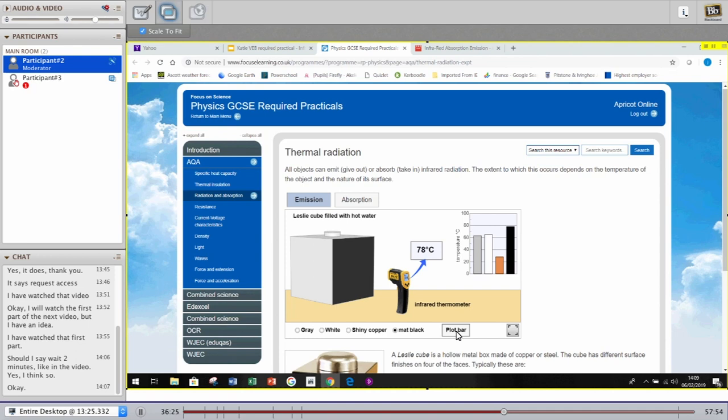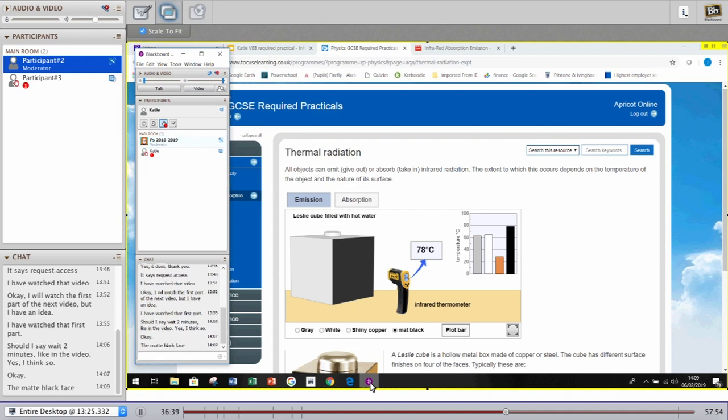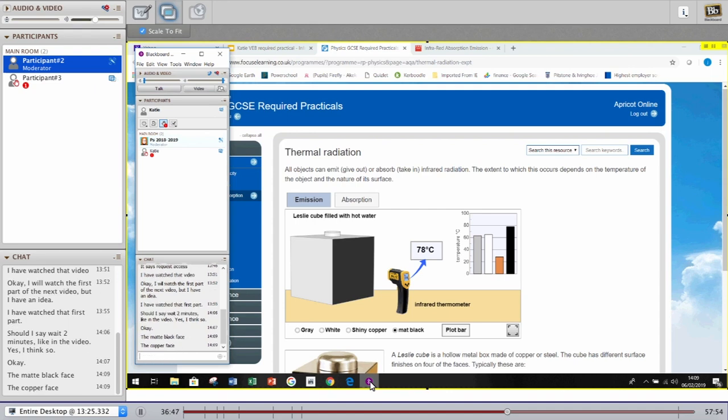Okay, good. So looking at those results then, Katie, which one is the best emitter of infrared radiation? Okay, good. Which is the worst? The shiny copper one. Okay. So what colour would be the most effective if we wanted to have a radiator in a house and it's going to give out the biggest amount of heat? What colour should we all be painting our radiators, do you reckon, Katie?